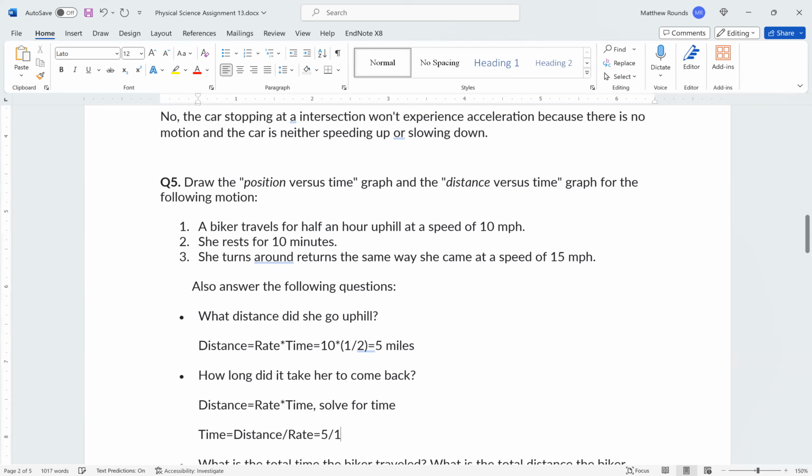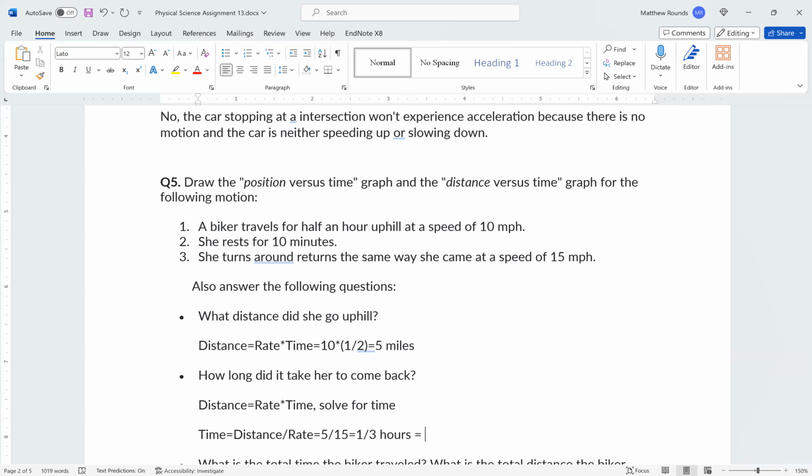15 miles per hour. There you go. So the answer is 1/3 hours, but we would want to convert that to minutes. What is a third of an hour? How many minutes are in an hour? 60. Okay, what's a third of 60?